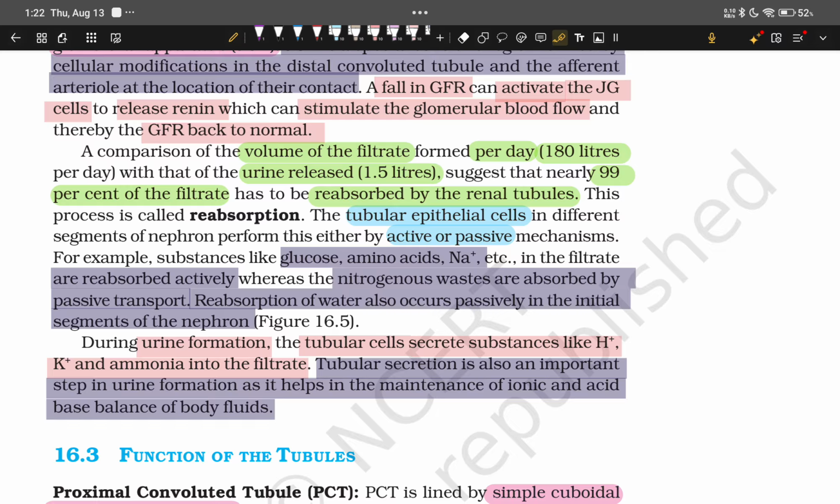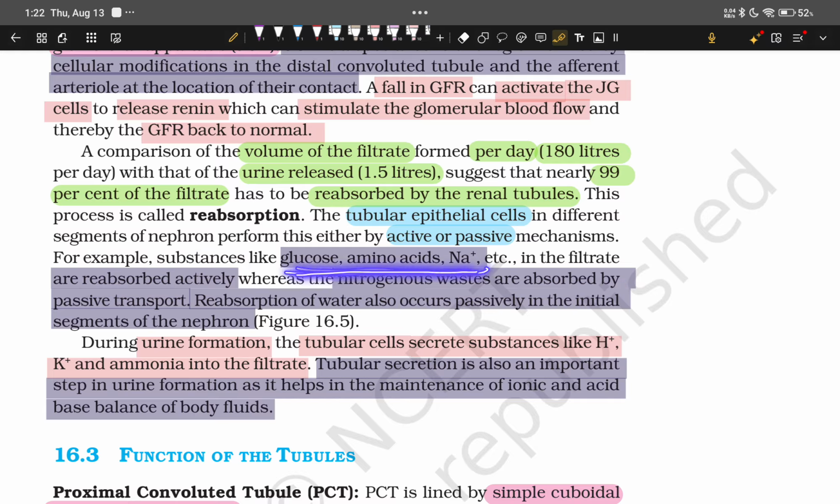Then we have tubular epithelial cells. Tubular epithelial cells in different segments of the nephron perform reabsorption, which is of course the process where we absorb the substance again. That's called reabsorption, by active or passive means. Tubular epithelial cells do it by active or passive mechanisms. Now, substances like glucose, amino acids, sodium, etc. in the filtrate are reabsorbed actively, whereas nitrogenous waste is absorbed by passive transport. That's the importance of it.